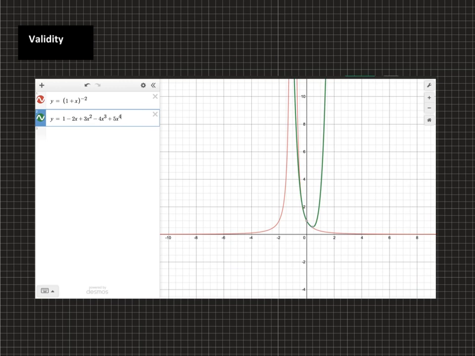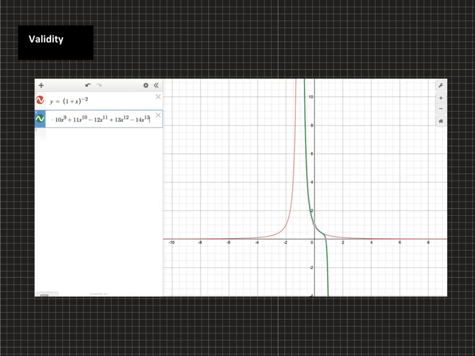So let's see what happens as we continue to include more terms. So hopefully you can see over here, the green curve is the graph of y equals 1 minus 2x plus 3x squared minus 4x cubed plus 5x to the power 4. So we're including 5 terms in our expansion. And you can see that you get a very good fit. Again, only for some x values, but for those x values, the match is very, very close. So in this highlighted region here.